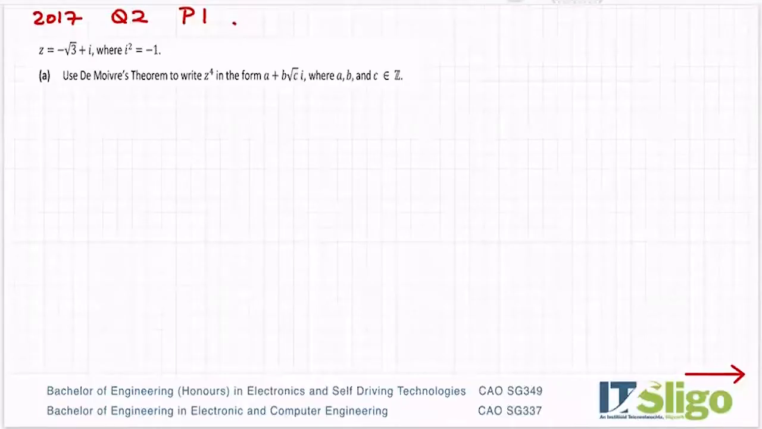Okay, 2017 question 2, paper 1 was a complex number question. Z was equal to minus root 3 plus i, where i squared is equal to minus 1. Use De Moivre's theorem to write z^4 in the form a plus b root c i, where a, b and c are integers. Okay, so using De Moivre's theorem.